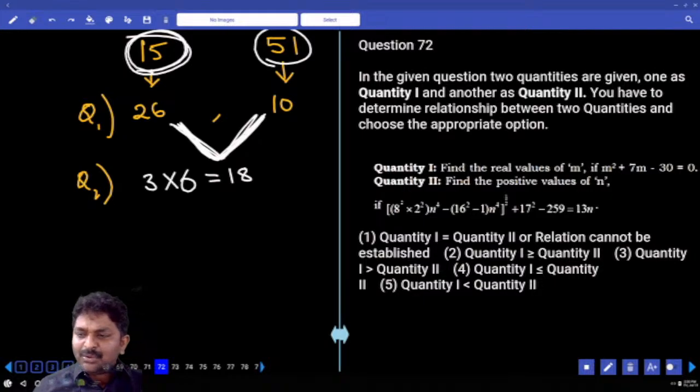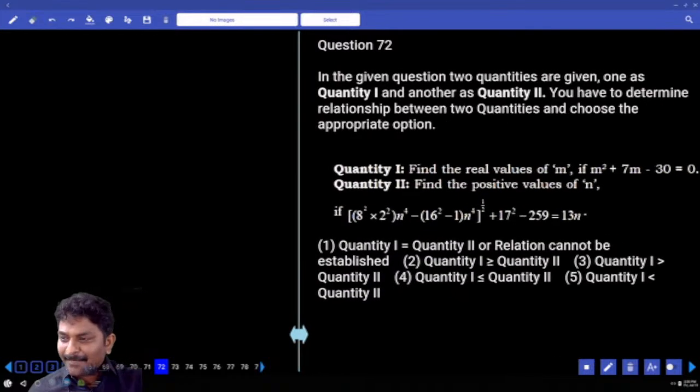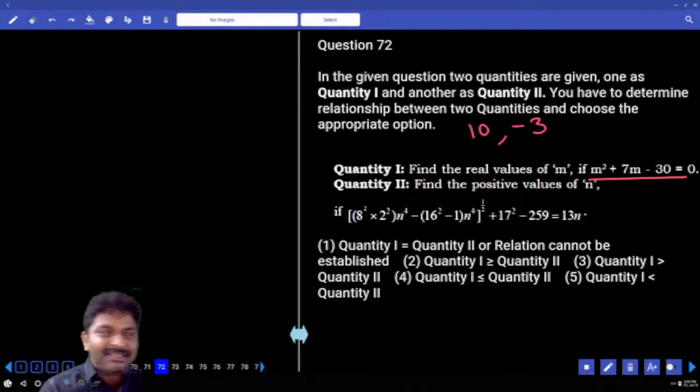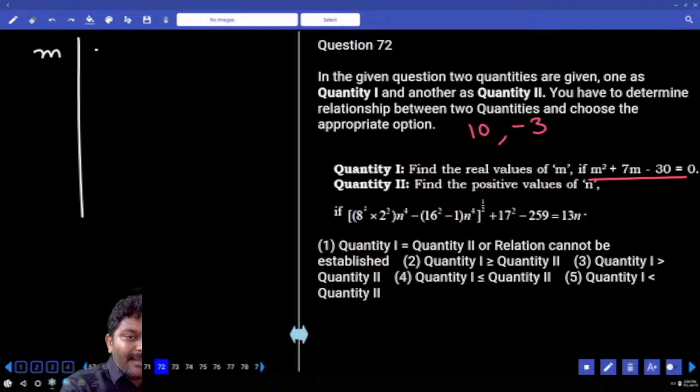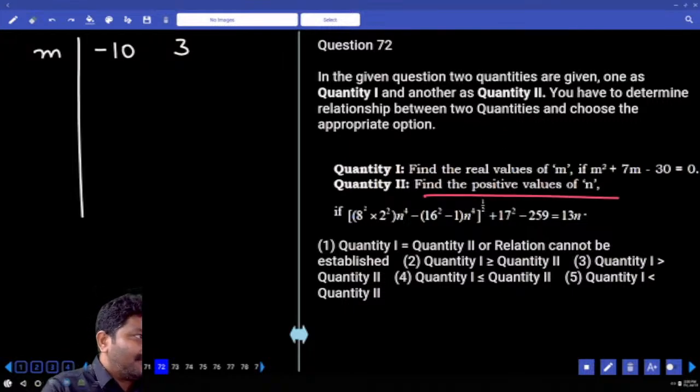Right, find the real value of m. Okay. Factors hai kada? Product is minus 30. Sum must be 7. Combination plus 10 minus 3. Then m is equal to the factors minus 10 plus 3. 2 values. And then the positive value of n.